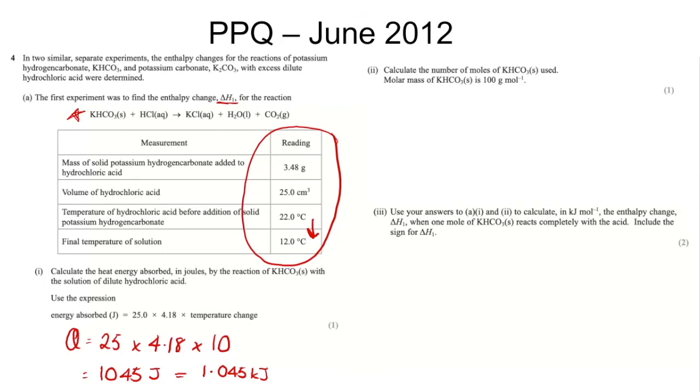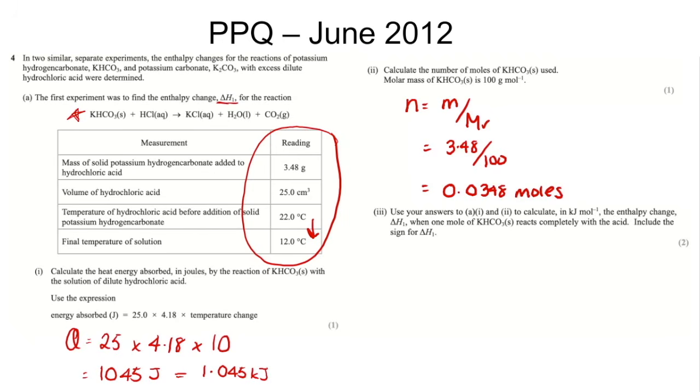We can also calculate then in part 2 our number of moles. Our number of moles is the mass divided by the Mr. Our mass is 3.48 and our Mr is given to us as 100. So our number of moles is 0.0348.